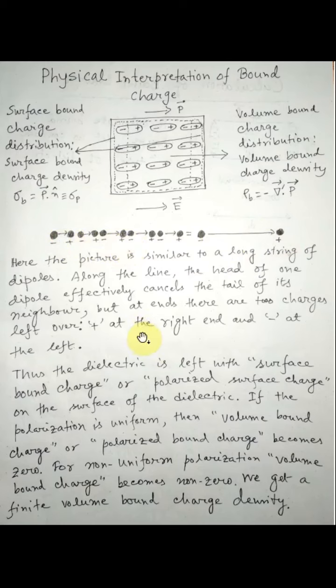Thus the dielectric is left with surface bound charge, or polarized surface charge, on the surface of the dielectric. Now, it is happening due to uniform polarization, because if it is a uniform polarization, the volume charge density will be zero; the divergence of constant polarization will be zero. So there will be no volume charge or polarized bound charge inside the dielectric medium. But if it is non-uniform polarization, then the volume bound charge becomes non-zero and we get a finite volume bound charge density inside the dielectric medium.